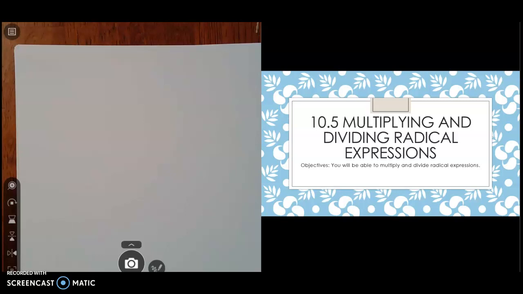Welcome to section 10.5, multiplying and dividing radical expressions. Hopefully by the end of this, you will be able to multiply and divide radical expressions.